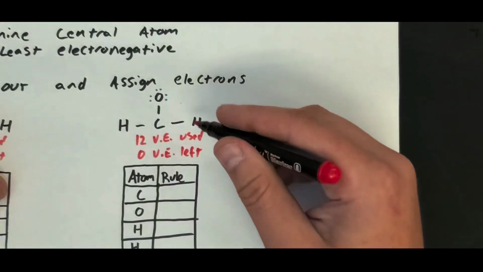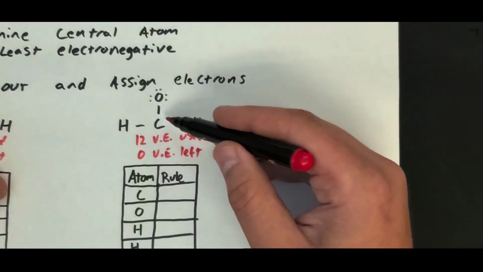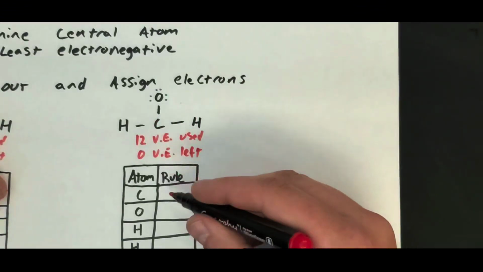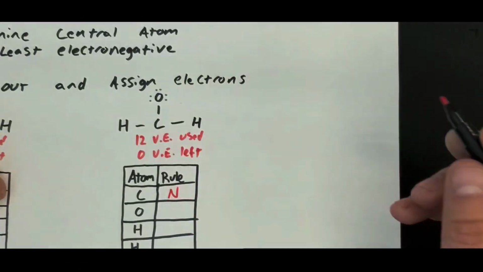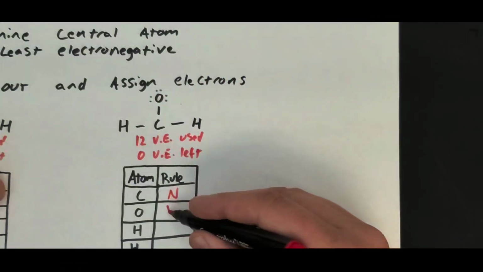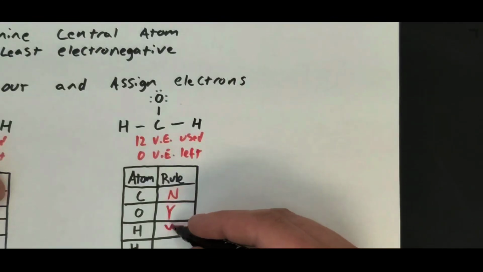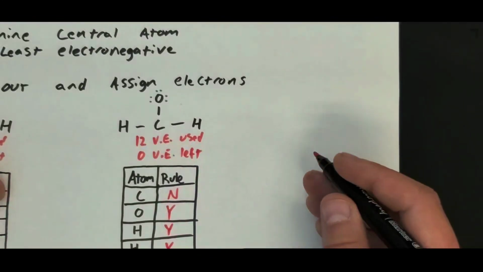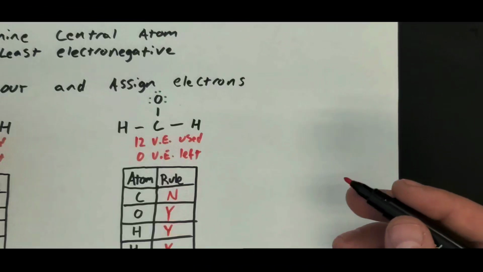We will check our octet rules here. So carbon still only has 6 electrons in its valence shell, so its rule is not fulfilled. Oxygen now has 2, 4, 6, 8, so its octet rule is fulfilled. And the duet rule for both these hydrogens is fulfilled.